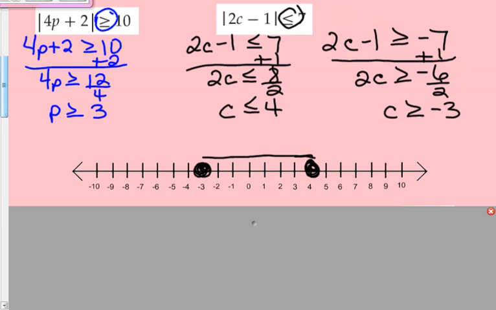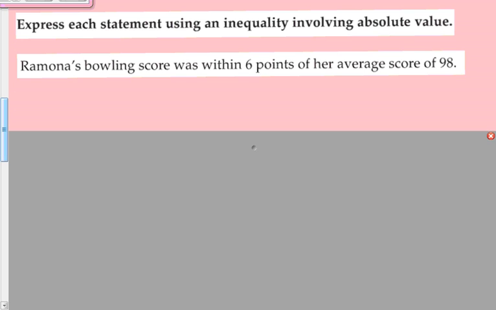All right, let's go to some more examples. You're going to have some where you have to express each statement using an inequality involving absolute value. These are pretty easy. All you have to do is write the statement down.